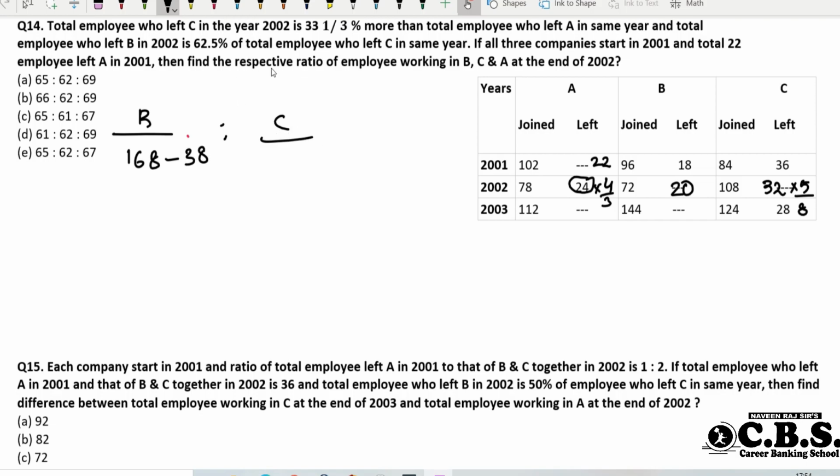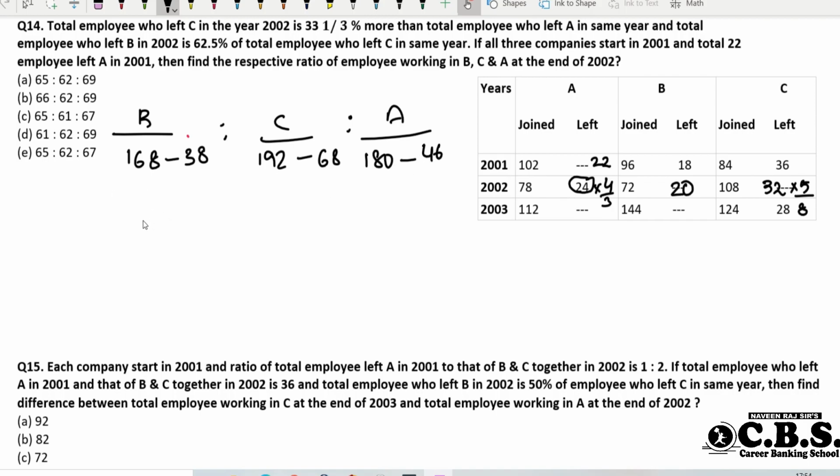Next C value. C value is how much? 192. How much left? 68 left. Next A value. A value is how much? 180. How much left? 24 and 22 is 46 left.